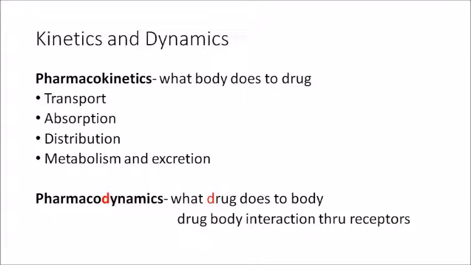After a drug is administered, 2 things happen in our body. One is pharmacokinetics and one is pharmacodynamics. Pharmacokinetics means what our body does to the drug. After a drug goes inside our body, what all our body will do? It will transport, absorb, distribute the drug, then it metabolizes and excretes the drug. Pharmacodynamics means what the drug does to the body.